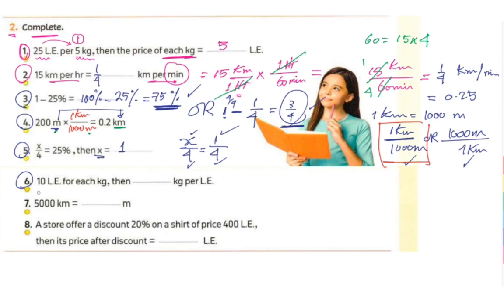Question 6. We have 10 LE for each kilogram. Then what is kilogram per 1 LE? Note with me. Here we have LE per kilogram, and kilogram per LE. The first one was LE per kilogram, that's 10. Equals what? Kilogram per LE. We note here that I just do the reciprocal of LE per kilogram to get kilogram per LE.